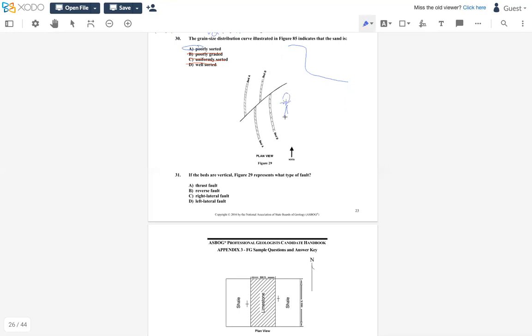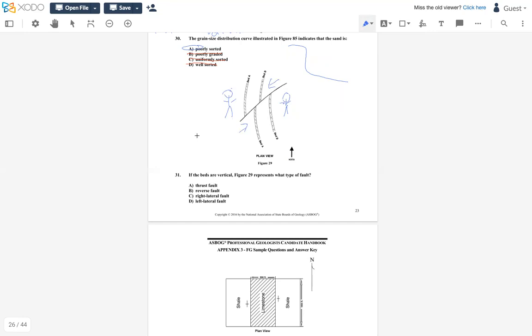So here's my little stick figure. If I look across the fault, what type of relative motion am I seeing? So if I'm looking across, I'm seeing that the other side is moving to the left. And if I stand on this side, what kind of movement do I see? I see that this side is also moving to the left. All right, so what does that mean in terms of the answer choices?